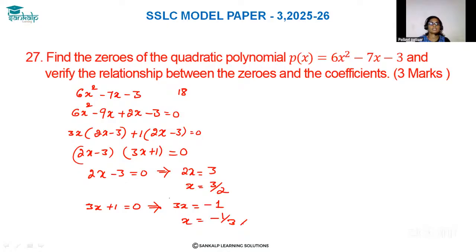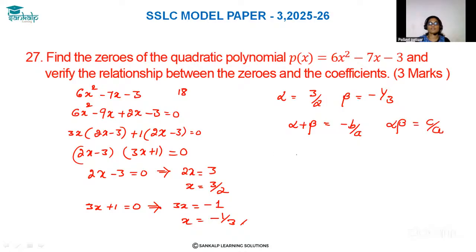Okay, so the zeros are alpha is equal to plus 3 by 2 and beta is equal to minus 1 by 3. So now verify the relationship between zeros and coefficients. For a general form of quadratic polynomial, ax square plus bx plus c, alpha plus beta, the sum of the zeros, is equal to minus b by a, and the product of the zeros is equal to c by a.